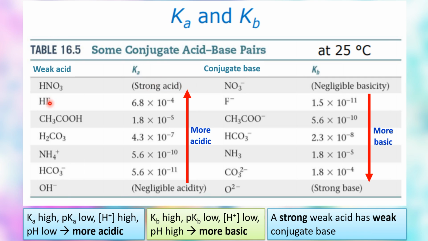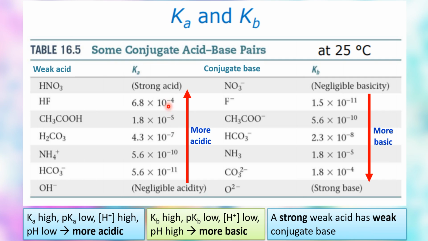So let's take a look at HF. HF is a weak acid. When it donates a proton, it becomes the F minus ion, which is the conjugate base. We know the relationship here: when Ka is high, the pKa is low, the concentration of H3O plus increases, the pH becomes lower, and the acid is more acidic.